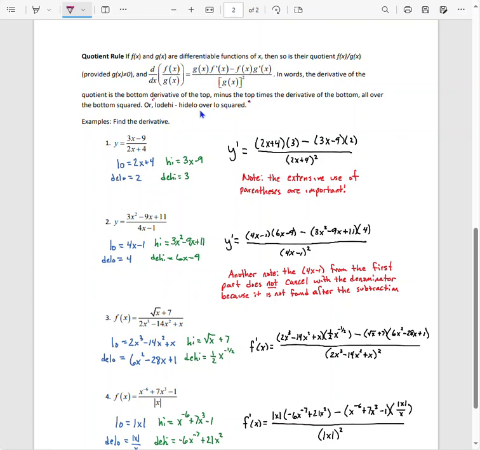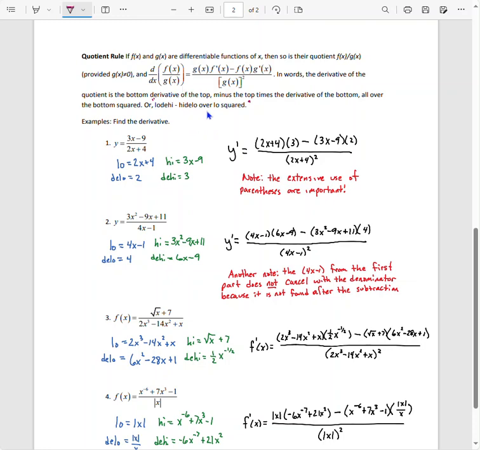So this is what I say all the time. Low d high minus high d low over low squared. If I'm writing notes for you guys, if for some reason somebody says, quick, do this calculus problem or else whatever, this is what I would say to myself.